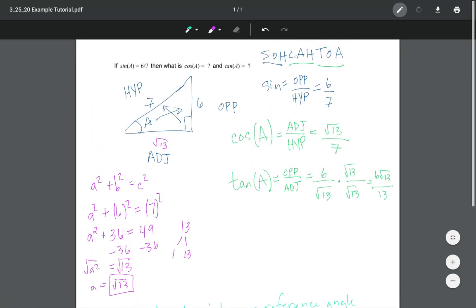So once you have all 3 side lengths and they're labeled, you can go ahead and use that mnemonic device SOHCAHTOA to help you find your cosine and your tangent in this case, but whichever 2 other trig ratios they're asking you to find.